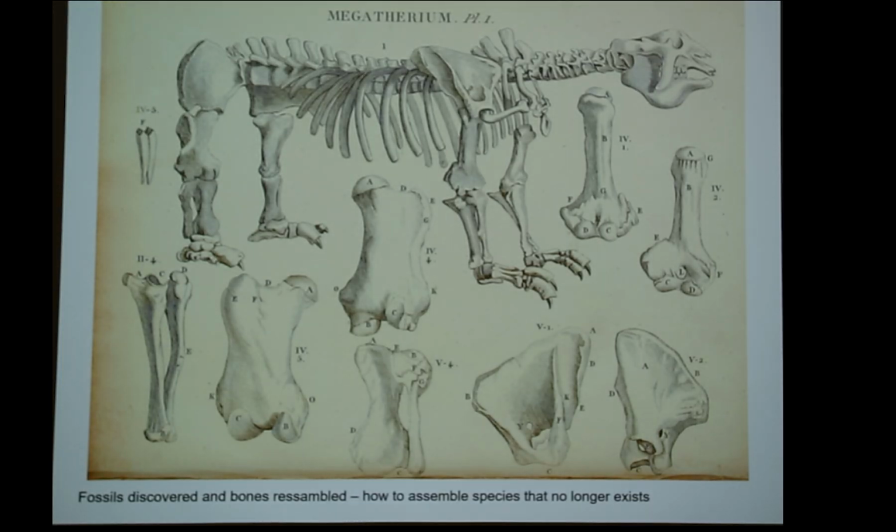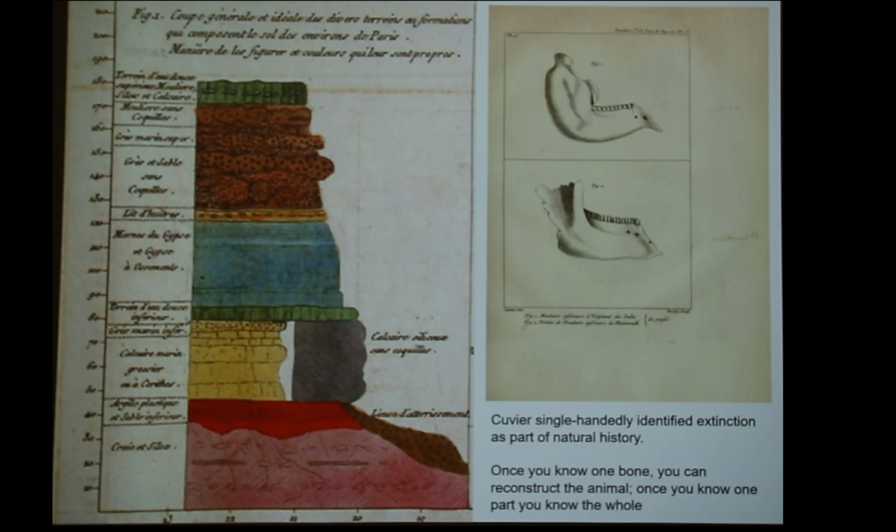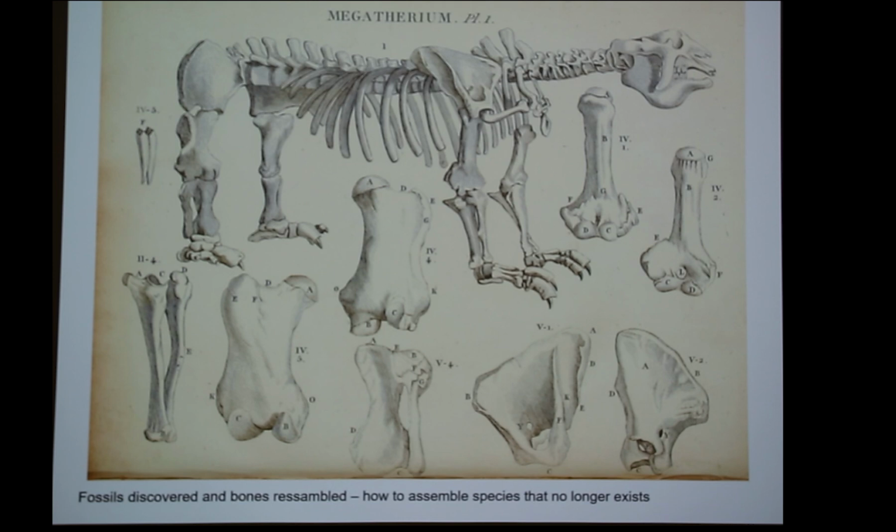At the same time, fossils are discovered with a lot of infrastructure work taking place. So this is the ground of Paris, for instance, drawn by Cuvier. And in this moment, Cuvier also single-handedly identifies extinction as part of natural history. There are species that no longer exist.